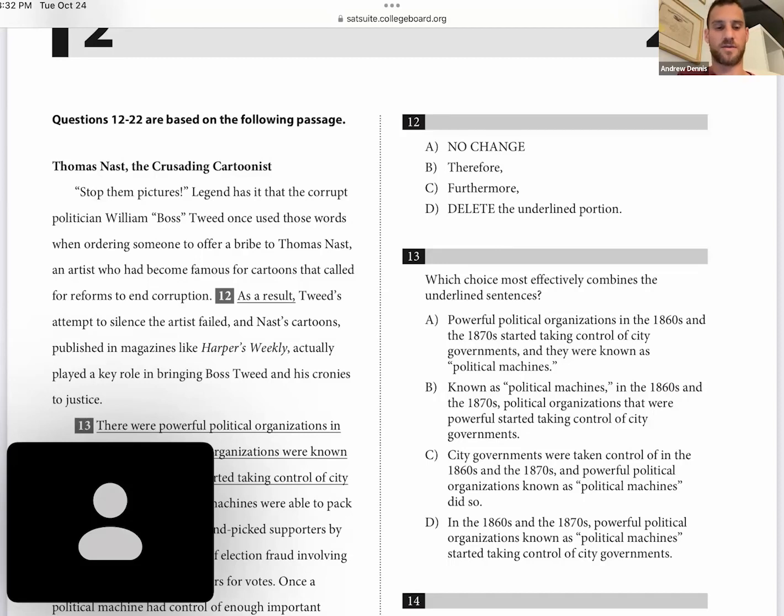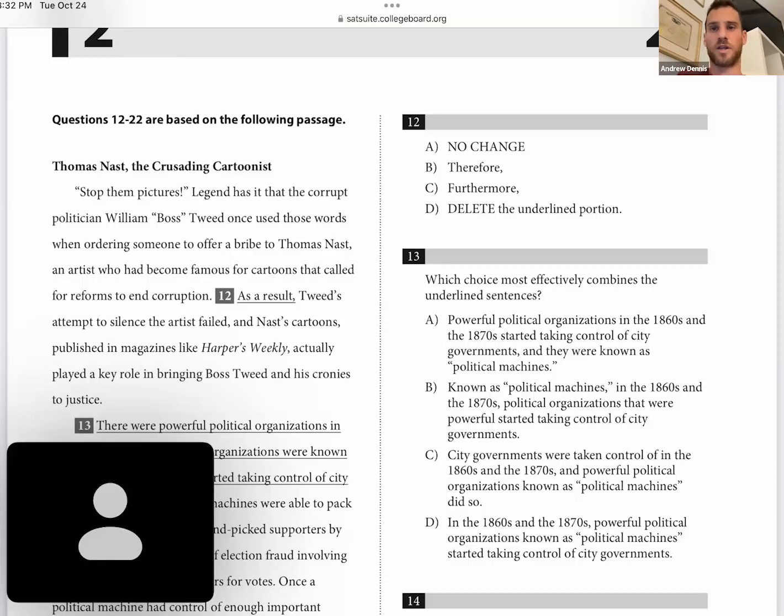What do we think could be the answer here? Therefore. Therefore, Tweed's attempt to silence the artist failed. Therefore is used when we arrive at a conclusion. Because it is raining outside, it's going to be wet. Therefore, you should have an umbrella, right? Therefore is like a conclusion that you arrive at based on a premise that supported it.